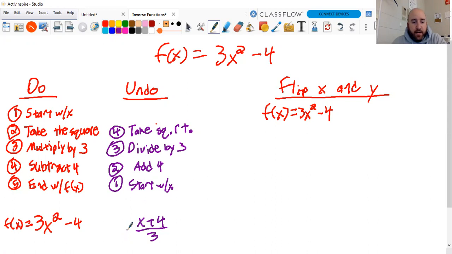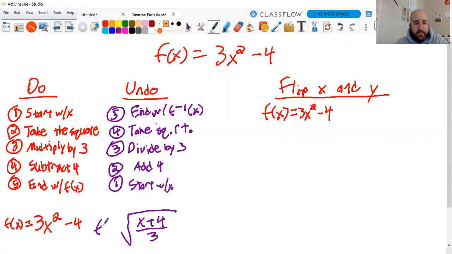So I'm going to take the square root. And when I do that, I have to take the square root of everything I got. So the whole thing is going to go underneath the square root sign, not just the x, not just x plus 4. The whole thing is going to go under that. Now I'm going to end with my inverse notation, f negative 1 of x.